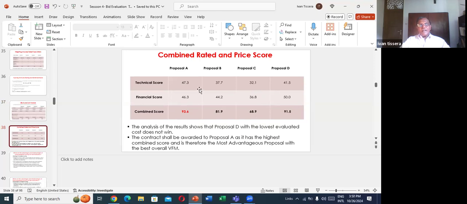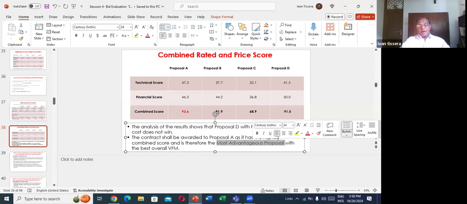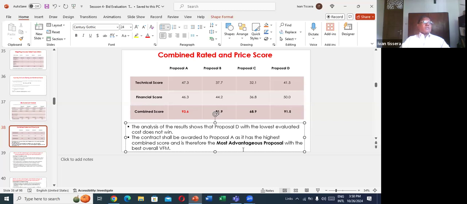So ultimately, the contract shall be awarded to the proposal A as it has the highest combined score and is therefore the most advantageous proposal. That is called, World Bank says, most advantageous proposal concept, right? We say lowest evaluated something, no? They say most advantageous evaluated price or something, right? So whatever it is, how they have used the rated criteria for technical and financial and come up with this decision.